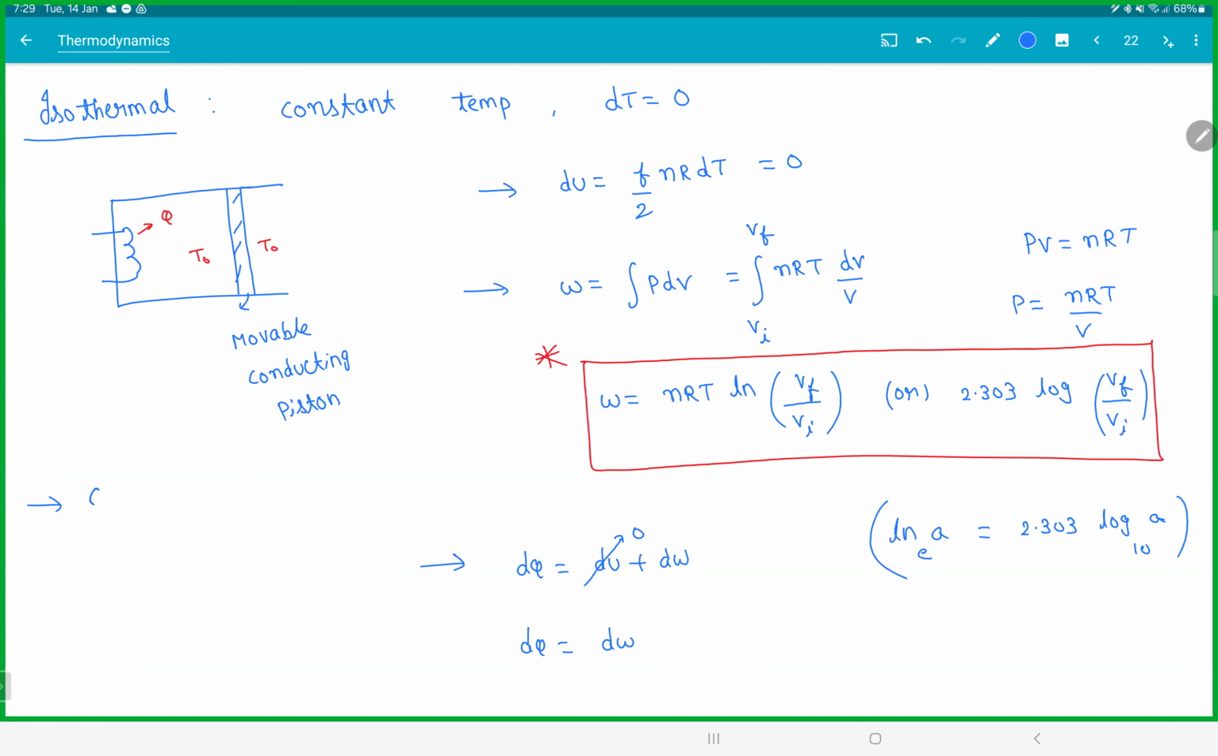Now this is an important one. What about the molar heat capacity for an isothermal process? This would be a mains level question, a straightforward mains level question. What is C isothermal? Again, go back to the definition: 1 by n dq by dT, the amount of heat required to change the temperature per unit degree. Can you change the temperature? No, so dT is 0. Since dT is 0, this value will tend to infinity. So C for an isothermal process is infinity.